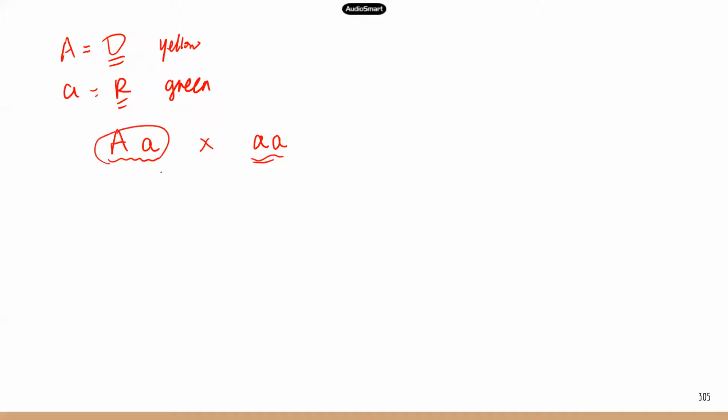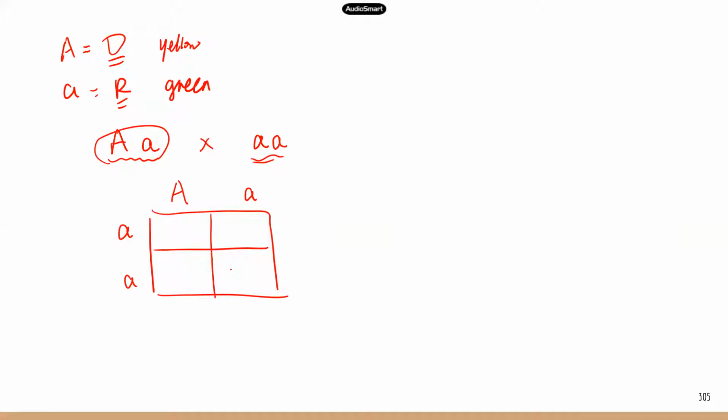So parent number 1 is going to donate either a big A allele or a little a allele to the offspring. So there are 2 possibilities there. The second parent is going to donate either the first little a allele or the second little a allele. And then you do the Punnett square, write out all the possible combinations. And we usually put the capital letter first, then the lowercase letter.